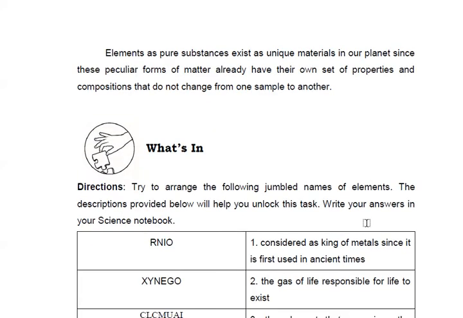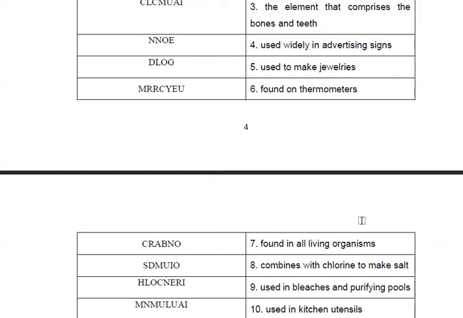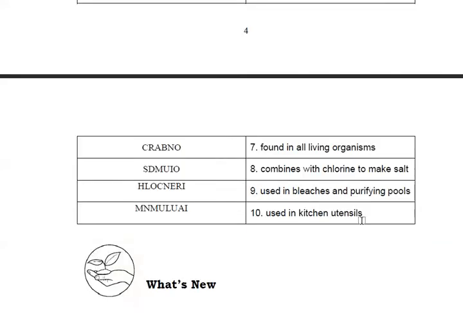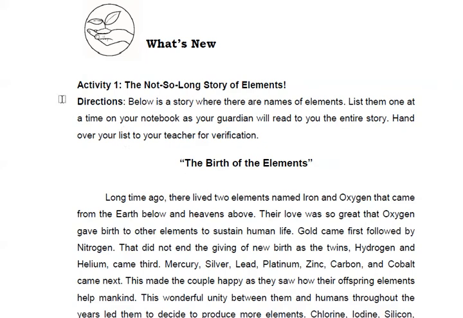So let's continue. In your weekly home learning plan, you have to read and understand what's new. So let's jump into what's new. Here is a story where there are names of elements. List them one at a time in your notebook as we read it to you, and hand over the list.